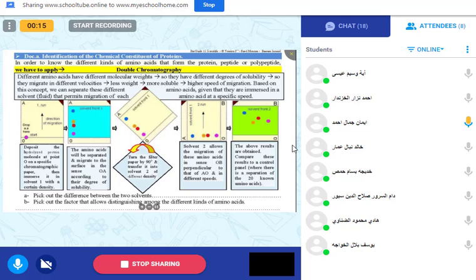In order to know the different kinds of amino acids that form the protein, peptide, or polypeptide, we have to apply double chromatography. Different amino acids have different molecular weights, so they have different degrees of solubility, so they migrate at different velocities. Less weight, more soluble, higher speed of migration. Based on this concept, we can separate these different amino acids given that they are immersed in a solvent fluid that permits migration of different amino acids each at a specific speed.